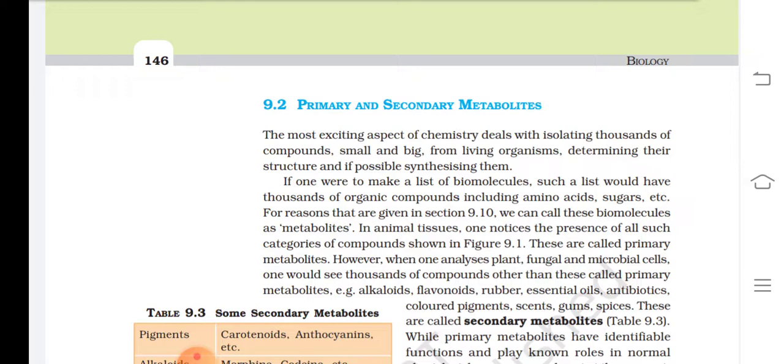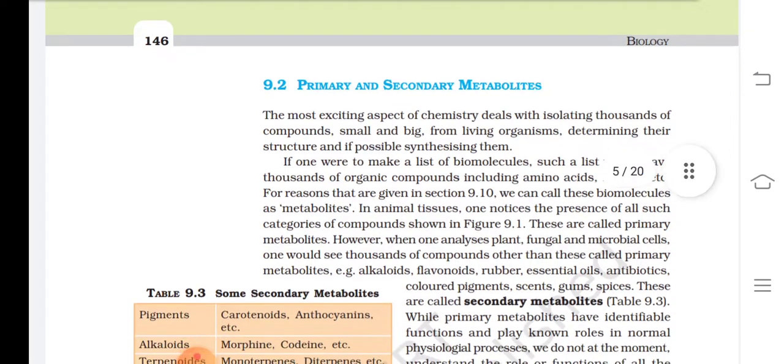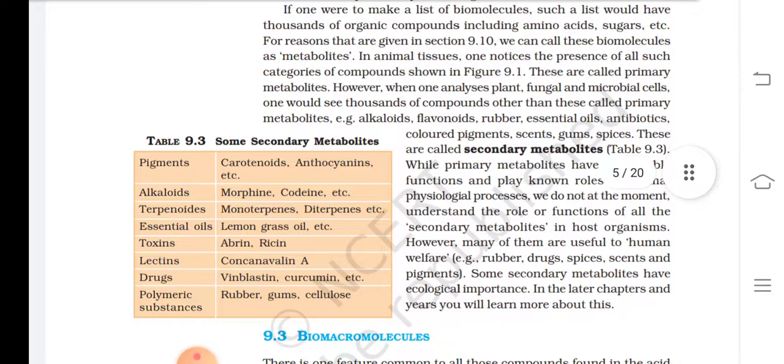In animal tissue, one notices the presence of all such categories of compounds shown in figure 9.1. These are called primary metabolites. However, when one analyzes plant, fungal, and microbial cells, one would see thousands of compounds other than these primary metabolites. Examples: alkaloids, flavonoids, rubber, essential oils, antibiotics, colored pigments, scents, gums, spices. These are called secondary metabolites. Table 9.3.